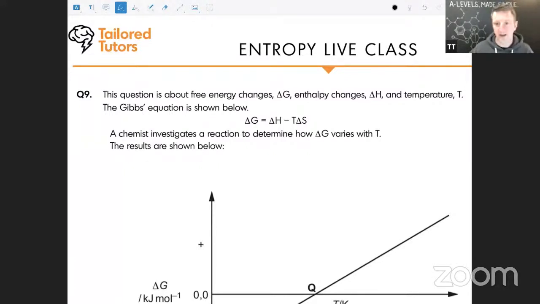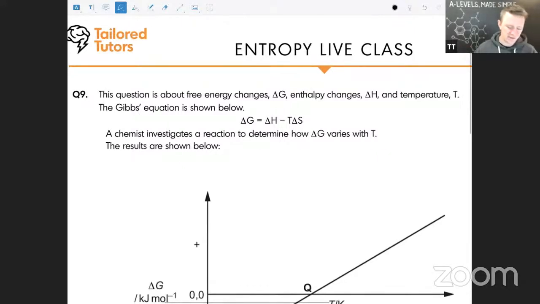Yes, Miss C. Think of them as inverse of each other. So if you see a positive correlation for this delta G T graph, that means your delta S is actually negative. So there's a decrease in entropy. Whereas if you see it going down, that means there's an increase in entropy. It's because of the minus delta S part of the equation. That's what does it for you. It flips it.